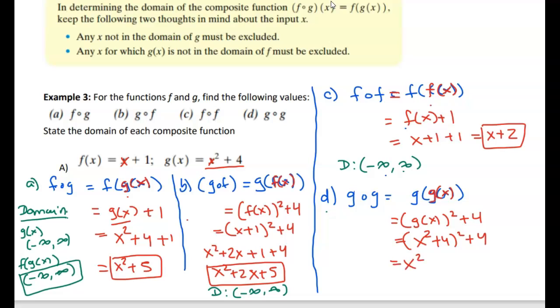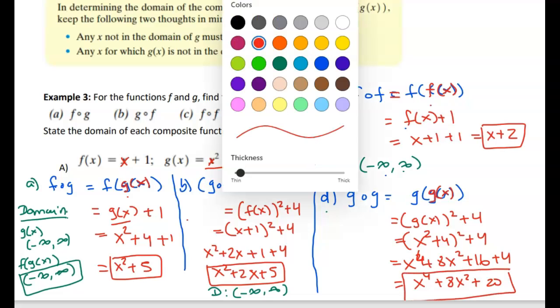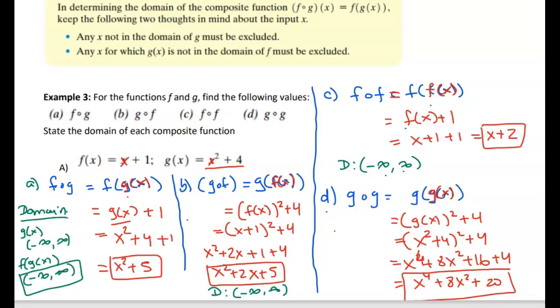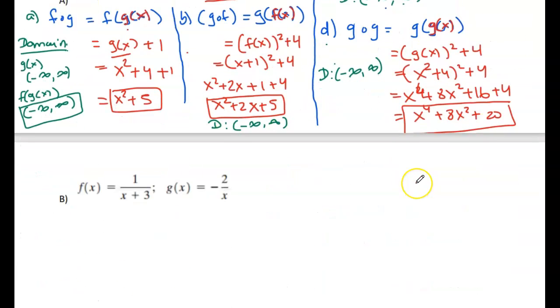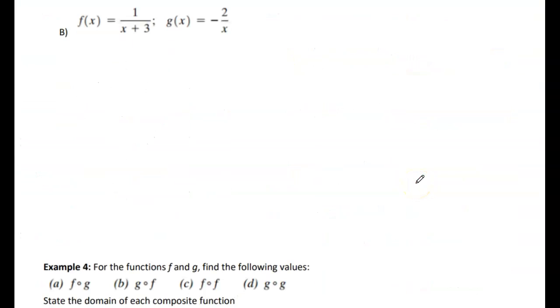Expand it out, we have x to the 4 plus 8x squared plus 16 plus 4, which is x to the 4 plus 8x squared plus 20. So that's the composition. For the domain, because the inner function and the result are both polynomials, the domain is going to be all real numbers. Again, you don't worry unless you get fractions or radicals or square roots in there. Alright, there's one with fractions.